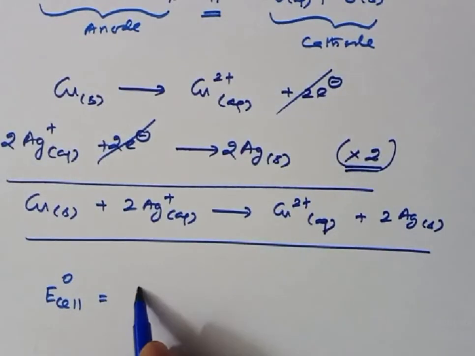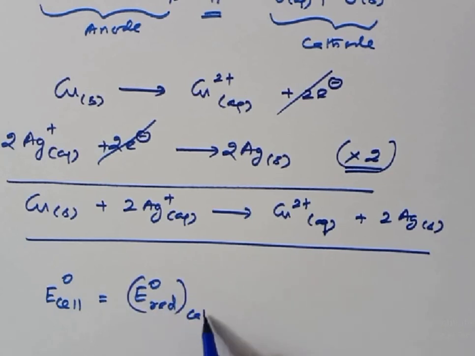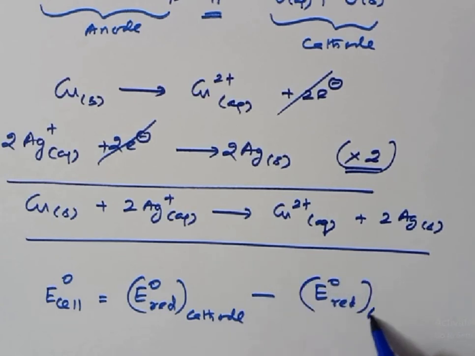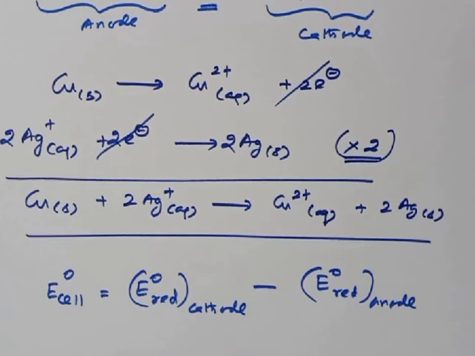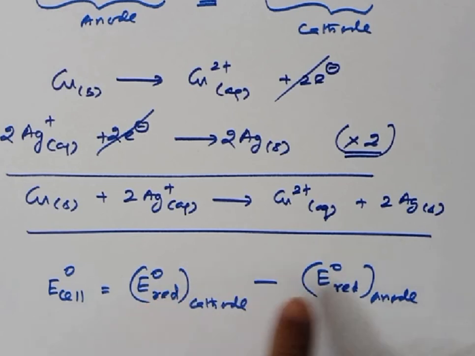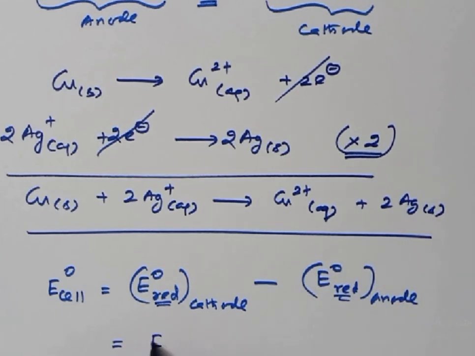anode. Simple. E naught, the standard reduction potential of the cathode, minus the standard reduction potential of the anode. I have told you that we always write electrode potentials. Cathode is an electrode, anode is an electrode, therefore these are electrode potentials. Always we write electrode potential as reduction potential, so it is not necessary to write reduction here. I can write simply E naught right minus E naught left.